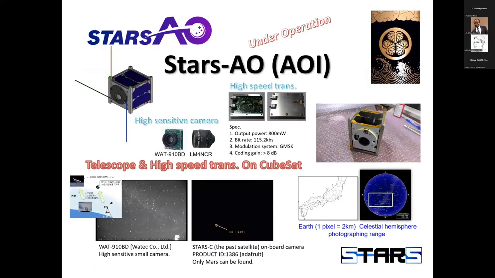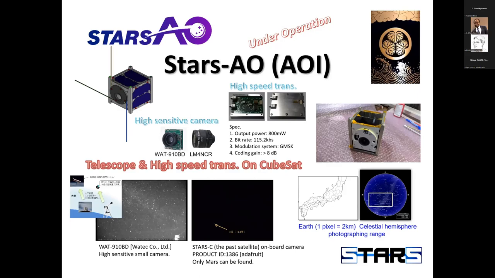And this is the second satellite of Shizuoka University, the fourth satellite in the STARS project, named STARS-AO. This is not a tethered satellite. This satellite was developed with the amateur radio community, the amateur astronomical community, and so on. So the mission is that this STARS-AO has a high resolution camera and high speed transmitters.